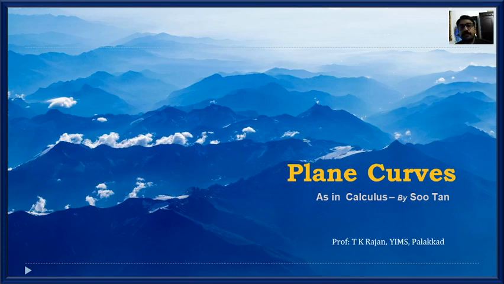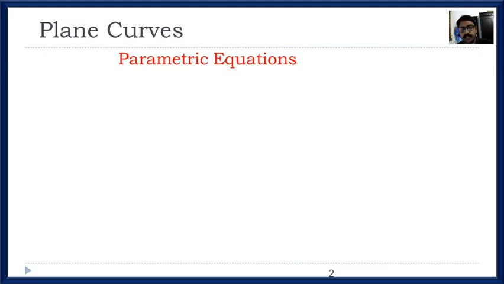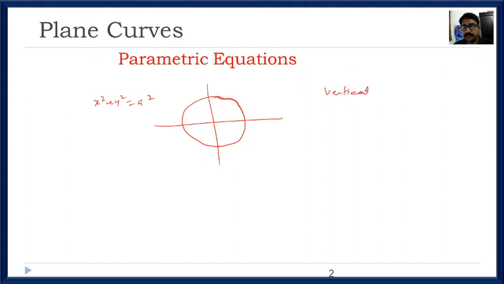Today we discuss what plane curves are, especially those curves which are not graphs of functions. We have several curves which are not graphs of functions, like x squared plus y squared equals s squared. If you draw it, you will get a circle like this, and this is not the graph of a function, because the graph of a function satisfies certain conditions.